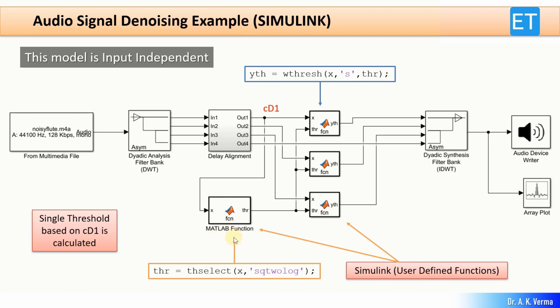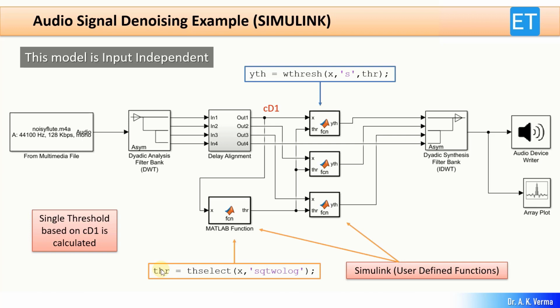This first block is actually used to find the threshold. So thselect is the Matlab inbuilt function which is used here. For the input x, using the square root log method. That means you can give other methods also, like minimax or SURE method. Here I have used the universal threshold method. So with the help of this threshold method, this function finds the appropriate threshold level, right?